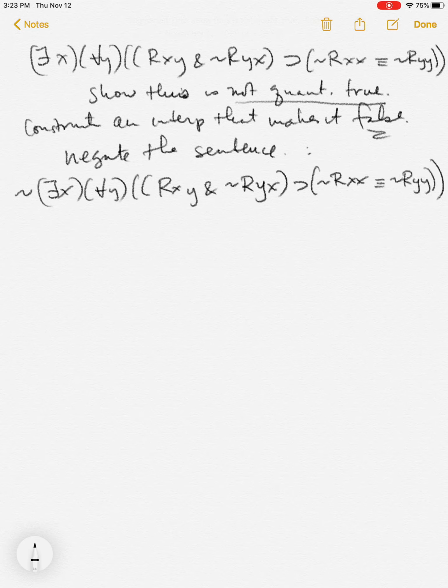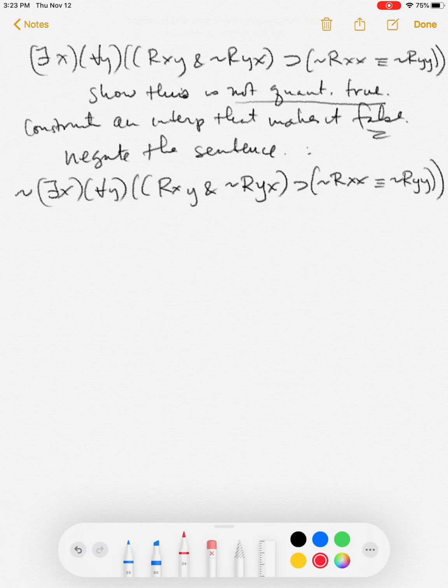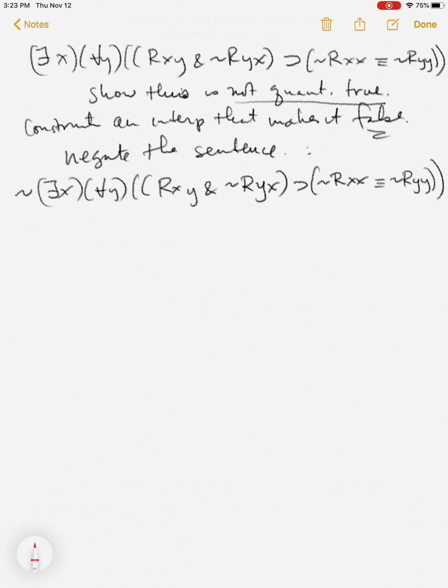Obviously, sticking a negation sign in front of a complicated sentence doesn't suddenly make it understandable. So we're going to manipulate things and get it into a form that we can understand better. We're going to negate the sentence and find an interpretation that makes it true, thereby showing that the original sentence is not quantificationally true, right?